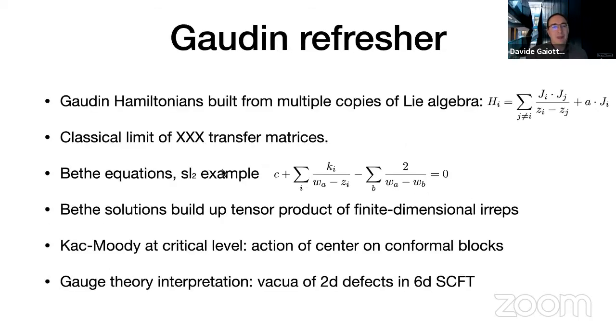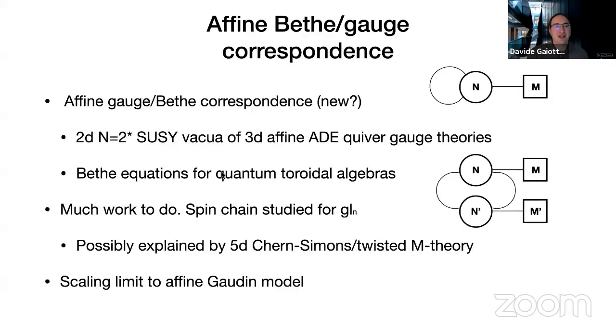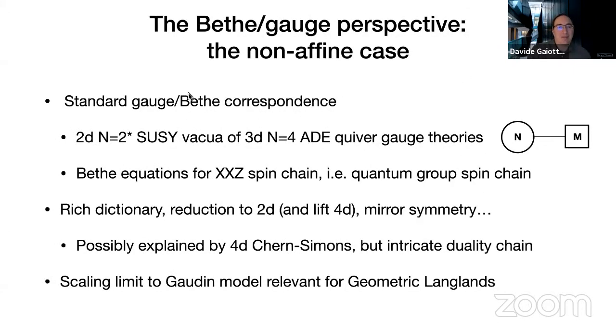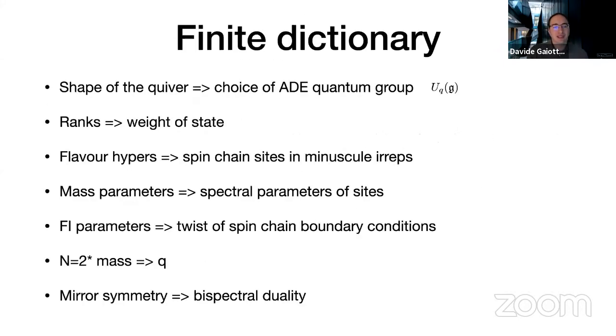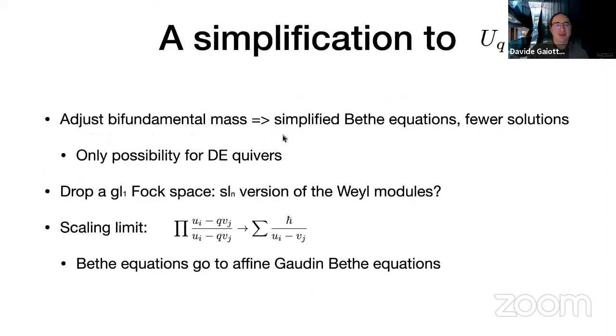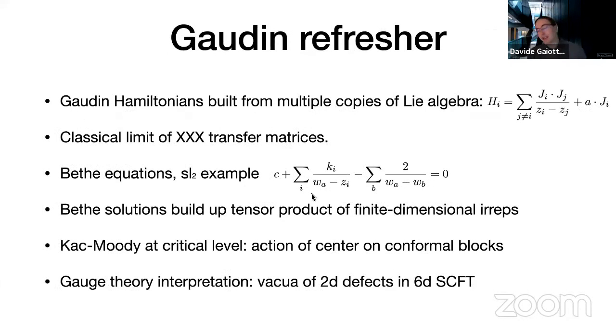Now, if you don't want to forget about the Bethe gauge correspondence, you can ask what happens to the gauge theory as I do this limit for the spin chain. You can ask what's the Bethe gauge correspondence for this Gaudin model. And if you think about the 3D gauge theory as having to do with D3 branes ending on NS5 branes, then the scaling limit sends the D3 branes to D2 branes and then to M2 branes. And so you could argue that this Gaudin model controls the supersymmetric vacua of 2D defects in a 6D CFT. So it has to do with M2 branes ending on M5 branes.